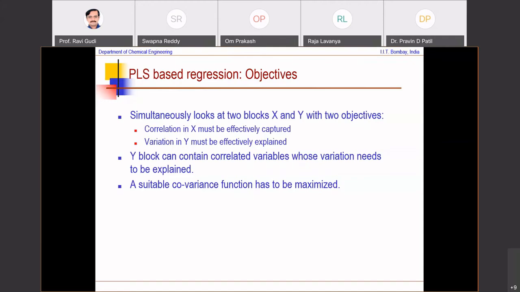Now, what you want to be able to do is exploit the correlation in X. You must effectively capture the correlation in X and be able to explain as much variation as possible in Y. The idea is that I have two blocks, Y and X, and I want to capture as much information in X as possible to explain the variation in Y. So what you want to construct is what's called a covariance function.